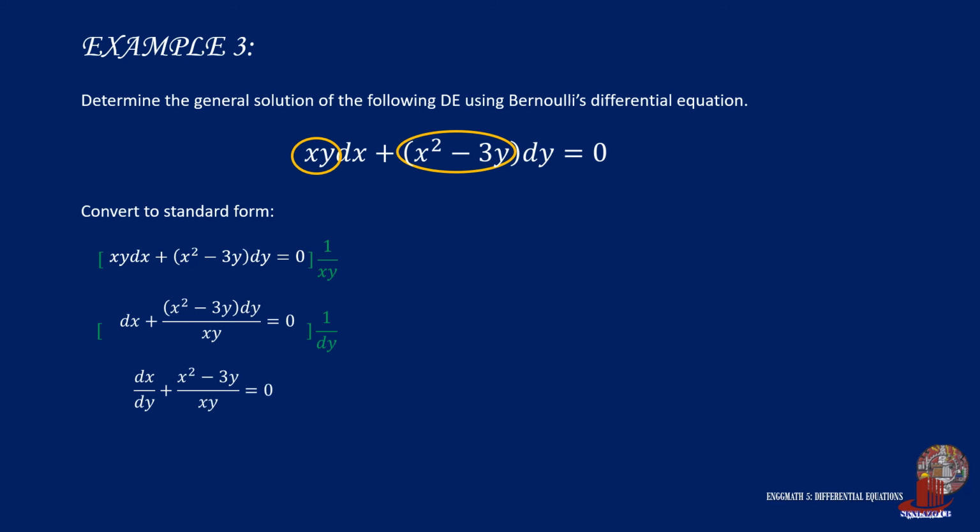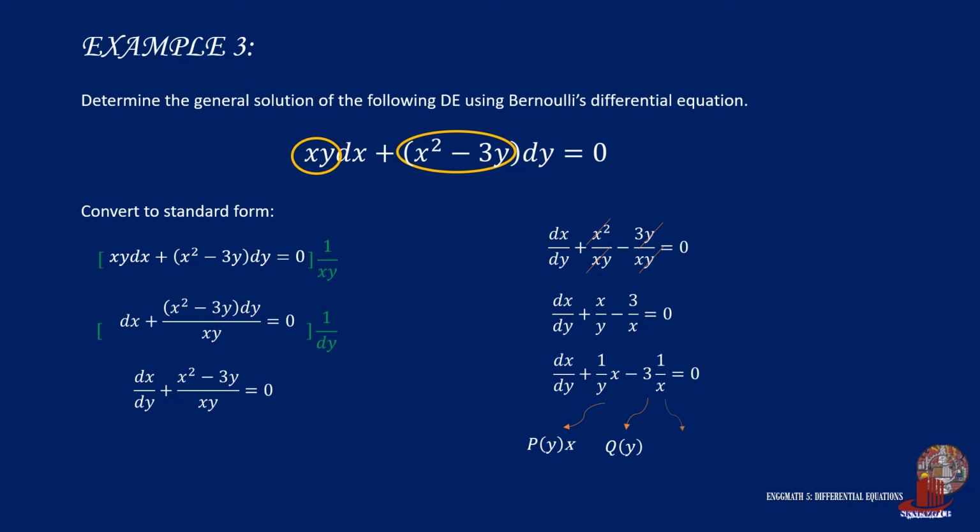The standard form is then noted as dx all over dy plus the quantity of x squared minus 3y all upon x times y is equal to 0. Now separate the numerators to have three terms and then cancel similar variables, which would be x from the second term and y on the third term. Arrange the terms to easily figure out p of y, q of y, and also x of n, where n is taken as -1.